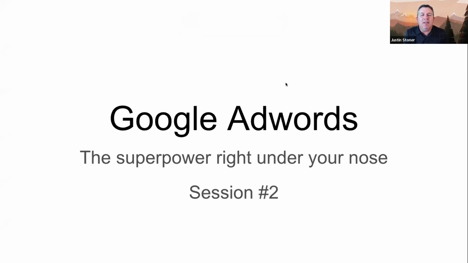So Google AdWords, as I explained in the first presentation, really is a superpower right under your nose. This is going to be the second session, so we're going to go a little bit further than we did the first time. But you don't have to be in business for very long or on the internet for very long to know that when people have a problem or a question, or they're looking to do some kind of shopping, they're more likely to Google it. There are other ways of searching, but Google is the dominant player in the space. So if you have a business and you're not visible on Google, a lot of times you get overlooked.